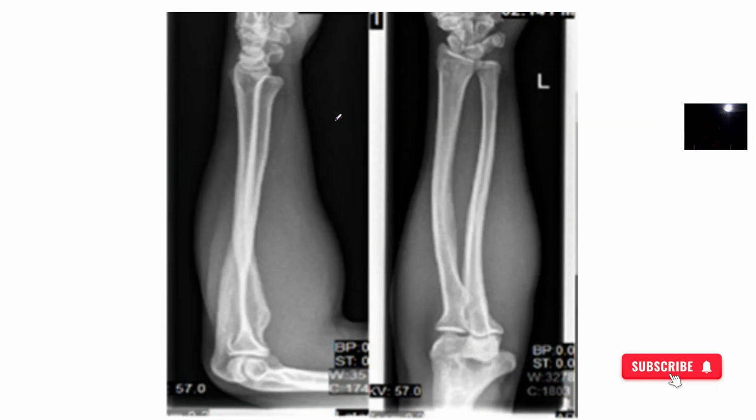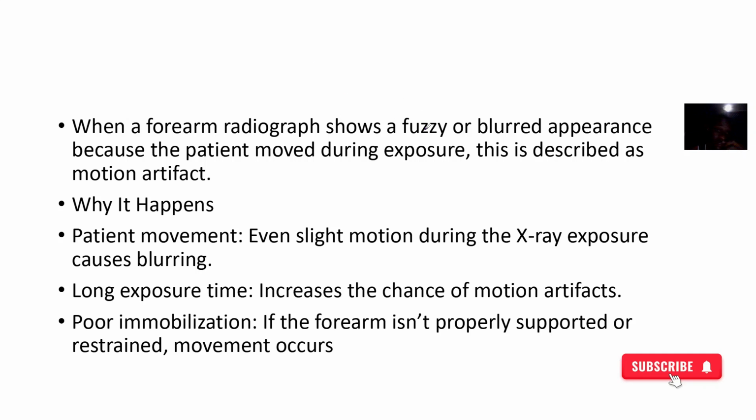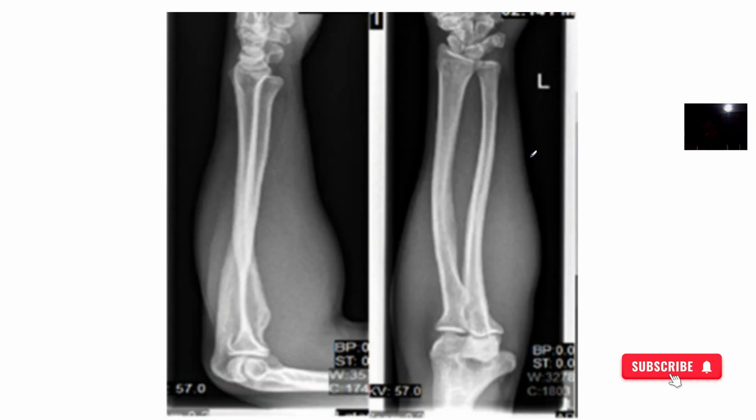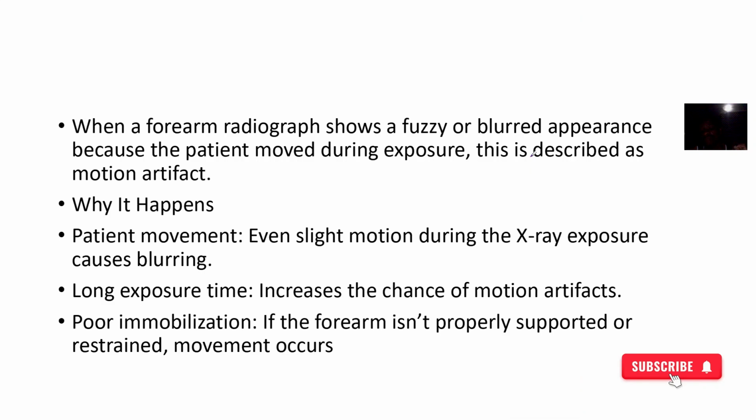So let's just discuss the scenario. When the forearm radiography shows a fuzzy or blurred appearance because the patient has moved during the exposure, it's described as what? Motion artifact. So why does it happen? The patient moved when they were being exposed to X-rays.